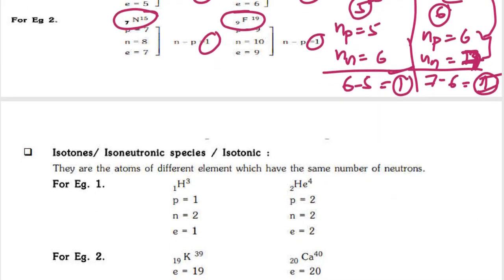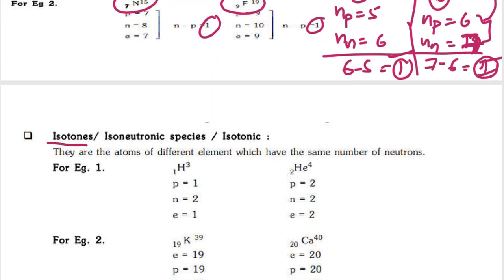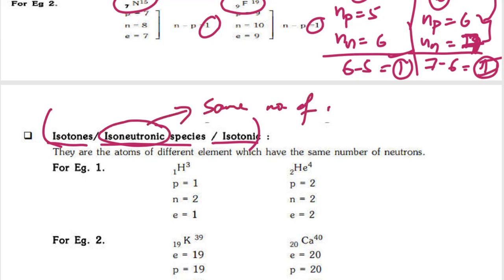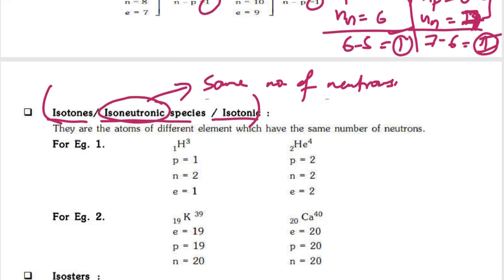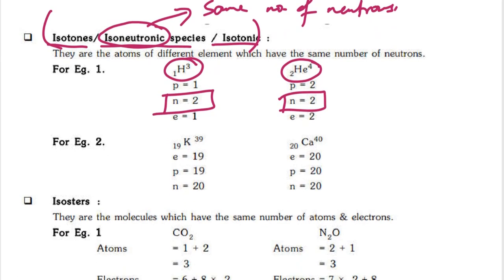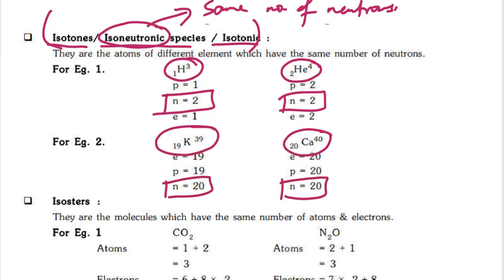Okay, next: isotones, or isoneutronic species, or isotonic, three different names but related to the same thing. Isoneutronic species, as the name implies, have the same number of neutrons. The atoms which have the same number of neutrons can be called isotones. Example: tritium, 1H3, and helium. In this we can see the number of neutrons here n is equal to 2, here also n is equal to 2. So therefore they are referred to as isotones. Here also you can see n is equal to 20 and here also n is equal to 20: calcium and potassium. This is also a best example.